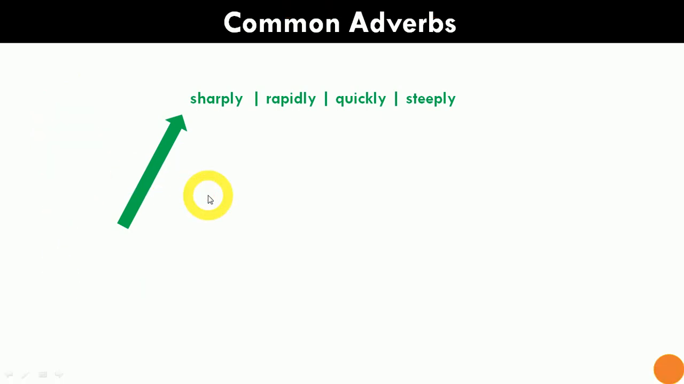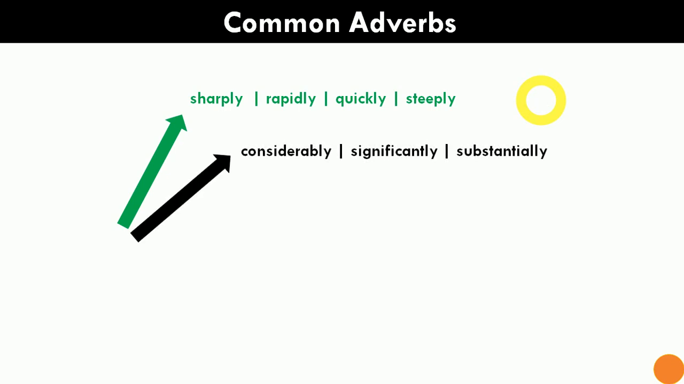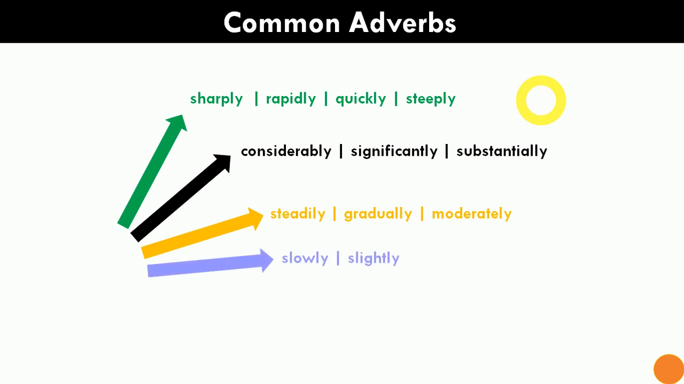If the change is sharp, then we have the adverbs like sharply, rapidly, quickly, steeply. If the slope is a little less, then considerably, significantly and substantially. Even less, then steadily, gradually, moderately. And if it is very slow, then we have two adverbs, slowly and slightly. So this is the list of common adverbs for writing task 1.